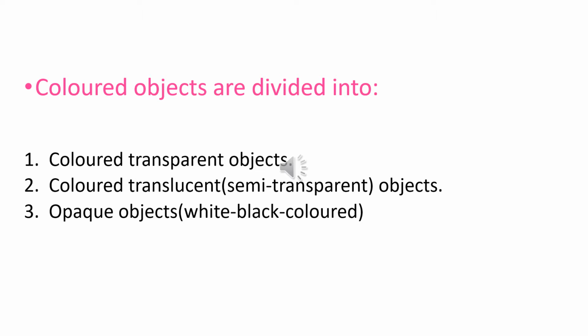The colored objects are divided into color transparent objects, color translucent or semi-transparent objects, and the opaque objects, divided into 3 colors: the white opaque objects, the black opaque objects, and the colored opaque objects.